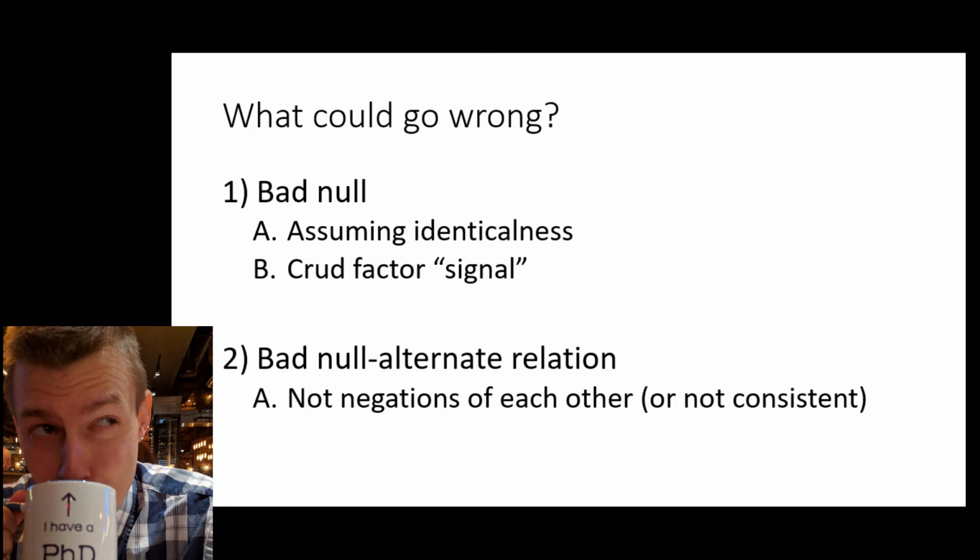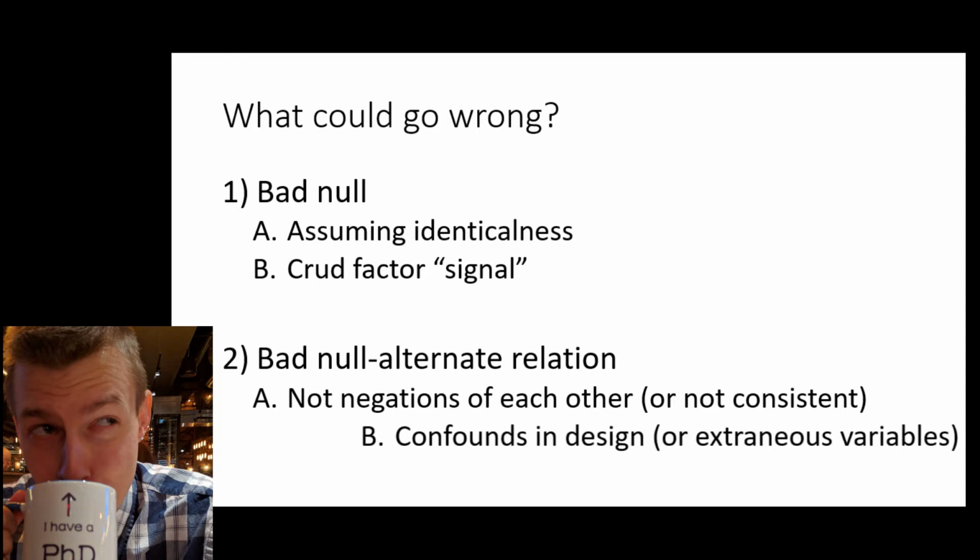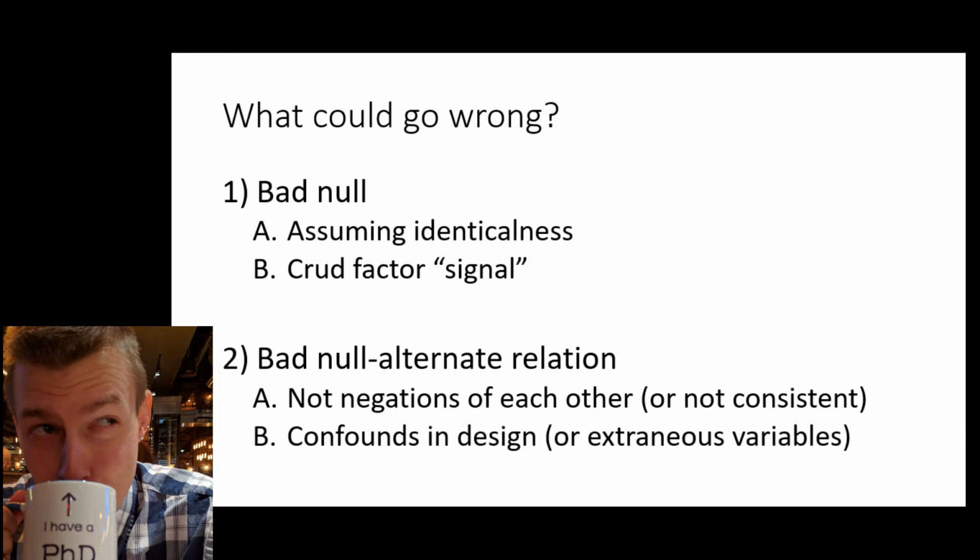Returning to our question, we have a decent null, a finding of surprise in null land. Our question is, does the negation of the null directly imply our hypothesis? We just saw that the answer might be no when the null and the alternate are not logical negations. The answer might also be no when we have done everything else right, but B, we have a confound in our design or an extraneous variable influencing things.